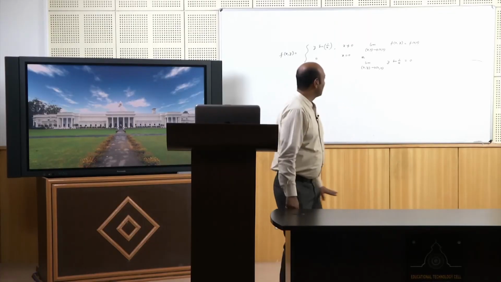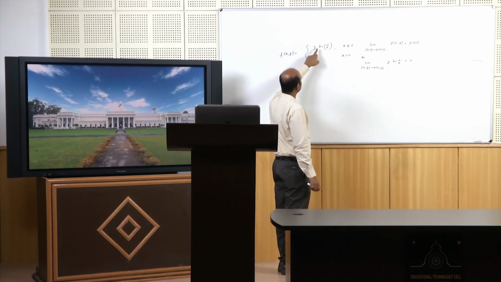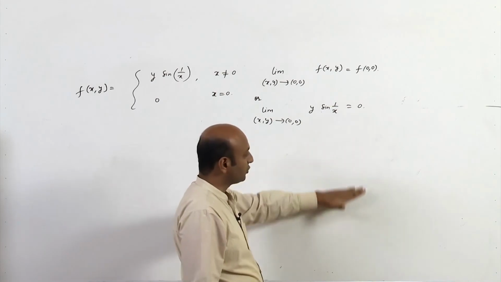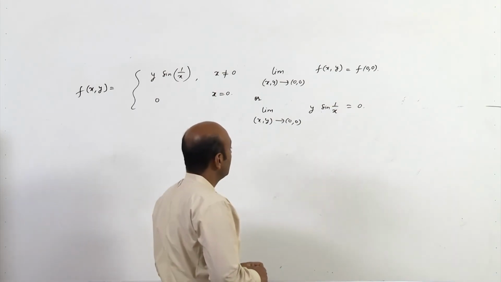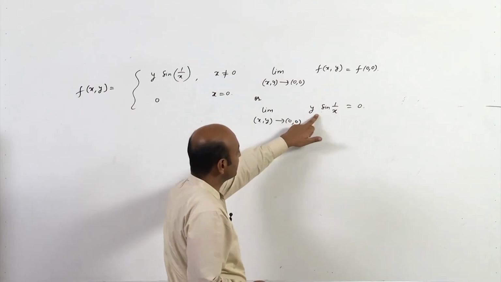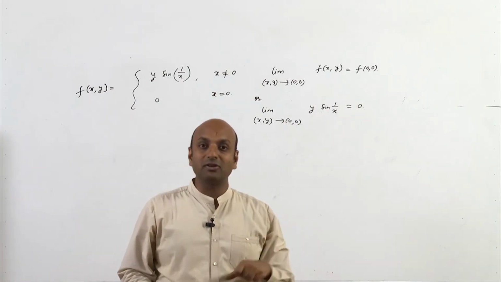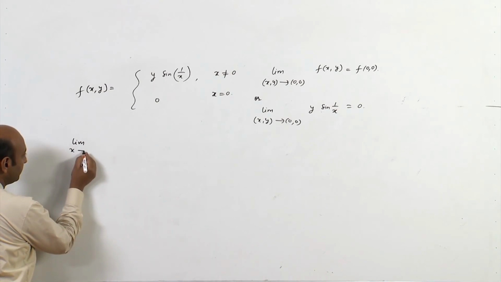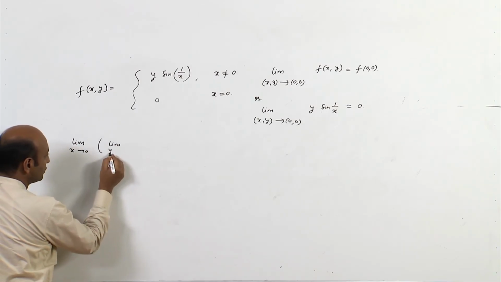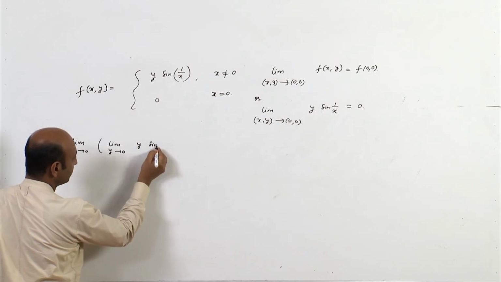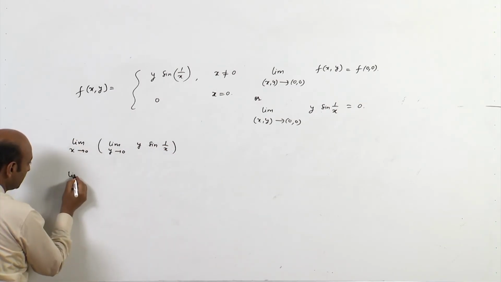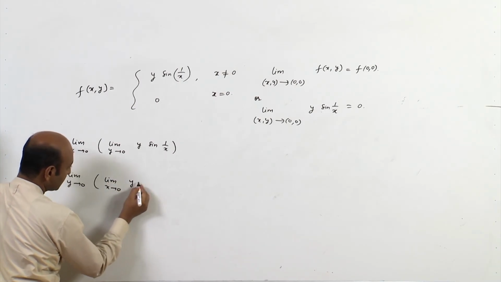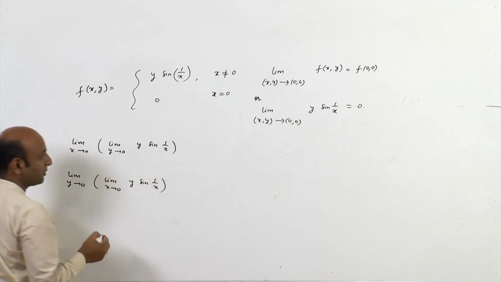So, we have seen that if we talk about this function y sin(1/x), this function is continuous at the origin. We have shown this by the delta epsilon definition. So, the double limit of this function is 0. Now, if we talk about the iterated limit of the same problem, say we want to find the limit as x tends to 0, limit as y tends to 0, of y sin(1/x), or the limit as y tends to 0, limit as x tends to 0, of y sin(1/x). Let us talk about the iterated limit of the same problem.